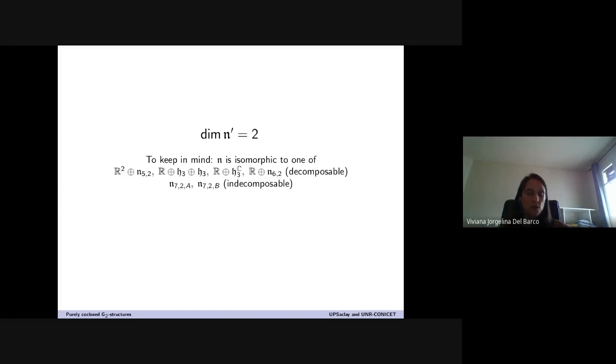Okay, so what happens for dimension of n prime equal to 2? I have to say that the case n prime equal to 1 was the easiest, but now the two following have a particularity. Each one of them, they are not the same. They are similar, but not the same. So again, these Lie algebras are classified, and we have these 6 Lie algebras. I'm going to say that the first 4 are decomposable and the last ones are not decomposable. That means that they don't have an R factor.